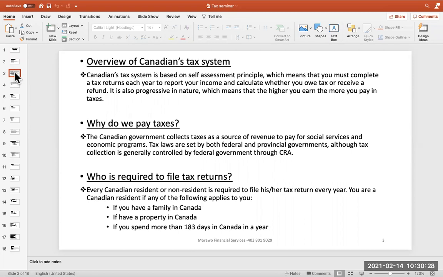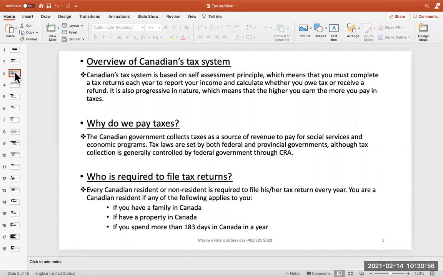So overview of Canadian tax system. Canadian tax system is based on self-assessment principle, which means that you must complete a tax return each year to report your income and calculate whether you owe tax or you receive a refund. It is also progressive in nature, which means that the higher you earn, the more you pay in taxes.